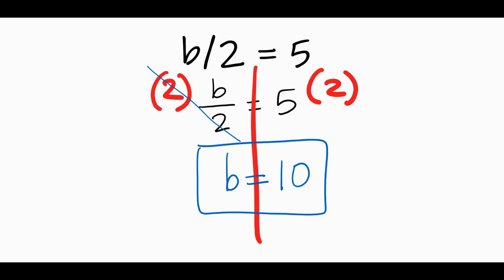And that makes sense because the answer that we get should be able to be plugged into the original equation. 10 divided by 2 equals 5. So that's what the solution means: we can plug it in for the variable and it will give us a true statement. So the answer is 10.